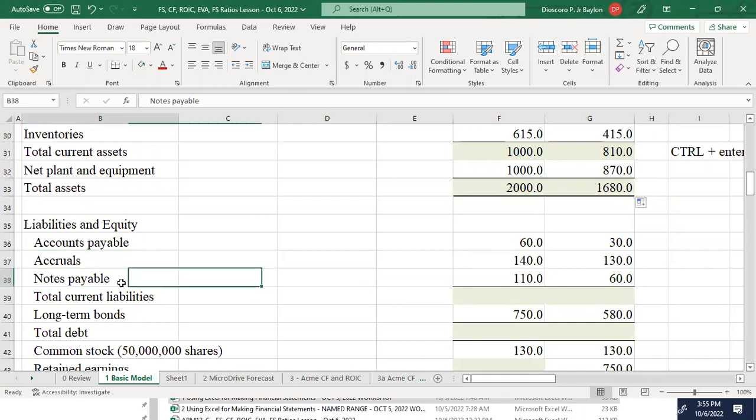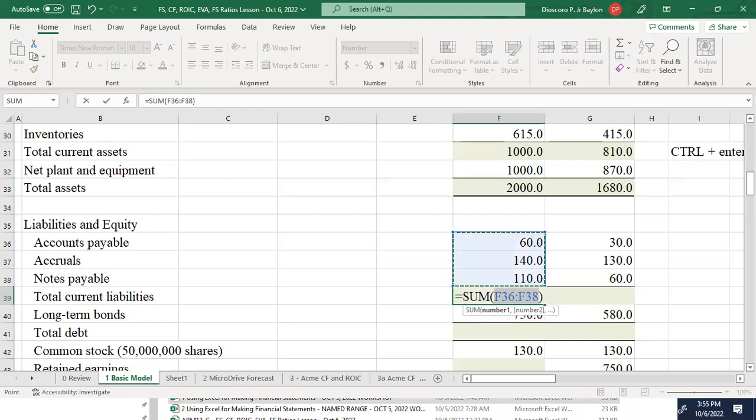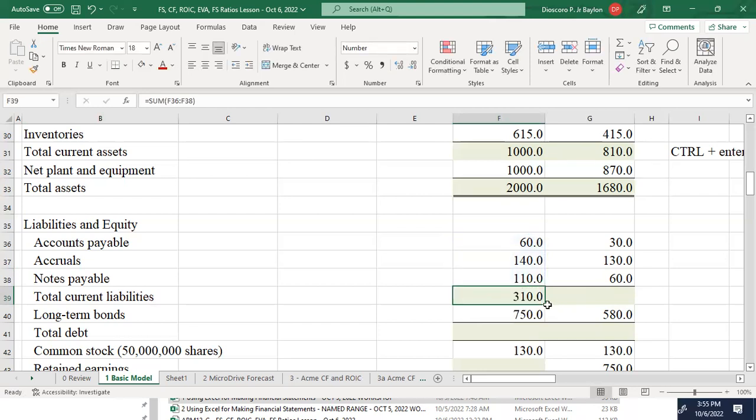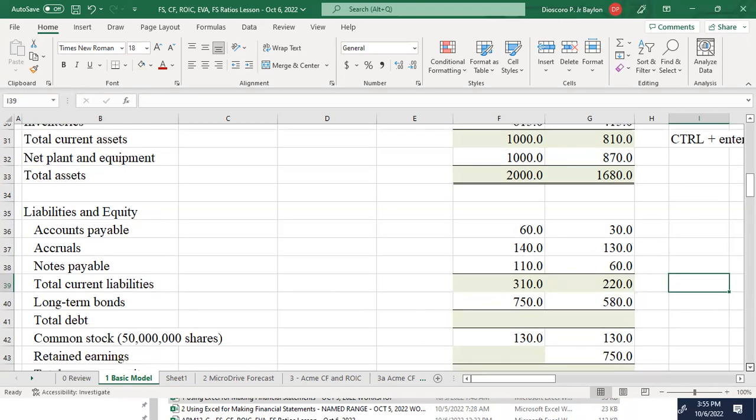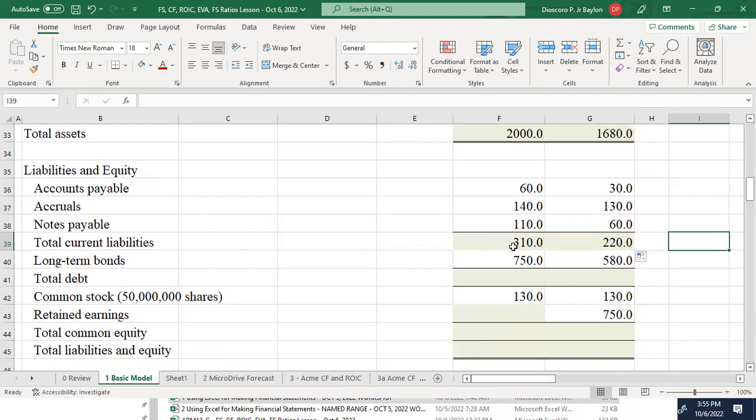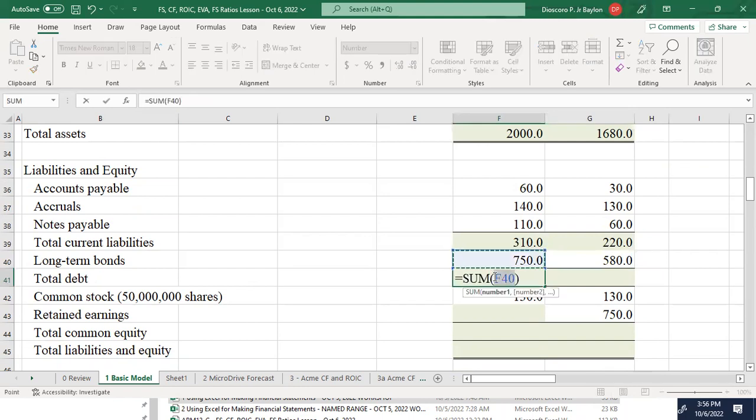Okay, and also notes payable. So these are your current liabilities. Once again, Alt equal to automatically, and then Control Enter, and then copy to the right. Right. So I'm showing you some quick tips in Excel to enhance your capability in navigating through Excel. So we now have our total current liabilities, and then we have our long-term debt in the form of long-term bonds. Therefore, Control Enter, Control Alt equal to.